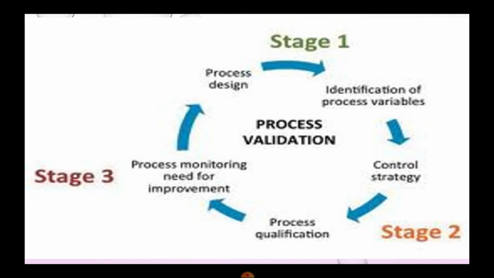So this is a diagram of process validation, how the methodology works. Stage 1 is identification of process variables, then control strategy is made, then process performance qualification is done, and based on process performance qualification, the critical process parameters as well as critical quality attributes are monitored, and then interpretation for your process improvement is taken, and then it is used for process betterment. So this is the life cycle of process validation.